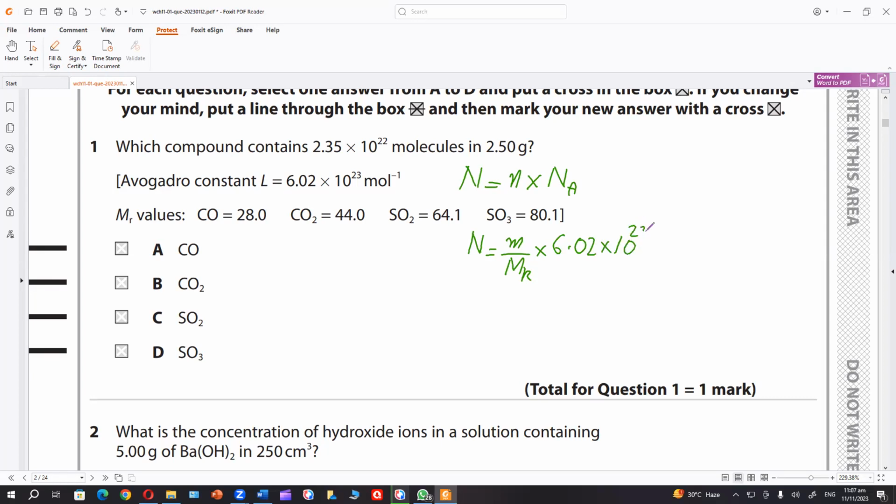Have you done some working on it? Any calculation? Yeah, basically first I did 2.35 times 10 to the power 22 divided by the Avogadro's constant, which gives me the number of moles that I need. And then I calculated the moles and matched it. And basically, then you tested for, you got the answer which is matching with SO2. Yes.